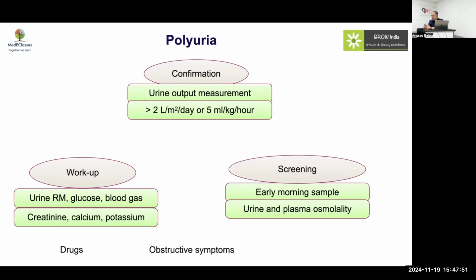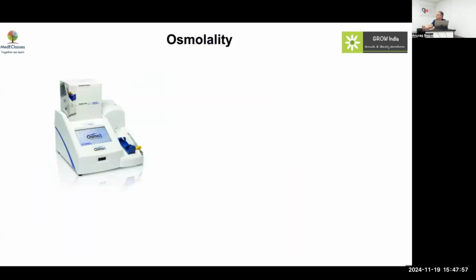Now, always look for things which can worsen the condition, like drugs, obstructive symptoms, rickets, acidotic breathing. These things will become important. Now, how do you assess? One, of course, is osmolality. And osmolality, of course, means how many moles are there in that regard. And how do you measure? How do these machines measure osmolality?